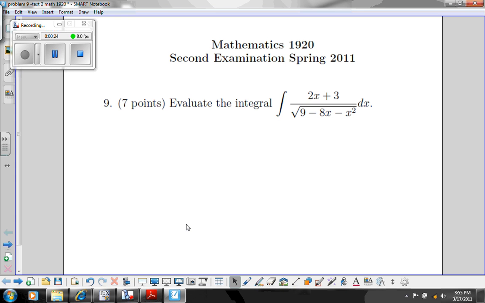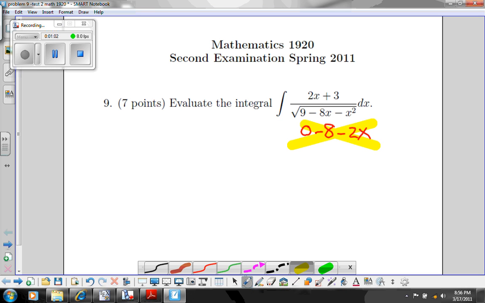Well, the first thing you should always check is to look in the denominator, under the square root sign, and see if you see the derivative of what's under the square root sign up there on the top. So let's look at this. If you take the derivative of 9 minus 8x minus x squared, the derivative of 9 is 0, the derivative of negative 8x is negative 8, and the derivative of negative x squared is negative 2x. Well, we don't have that up there, so a u substitution isn't going to work.